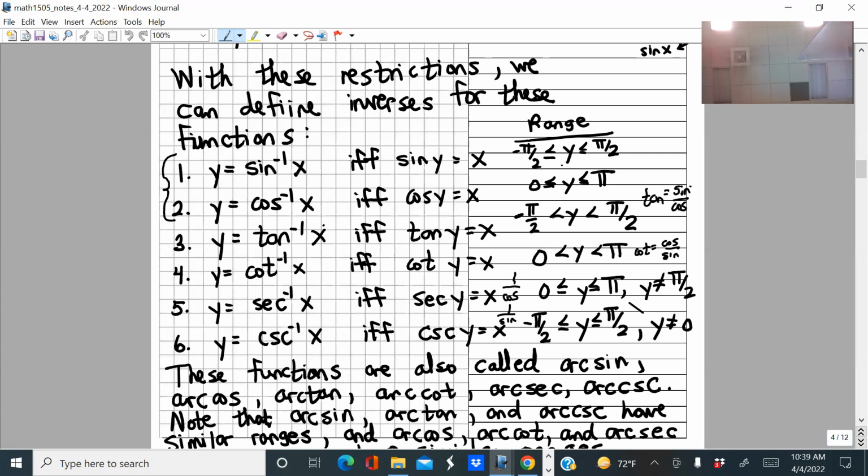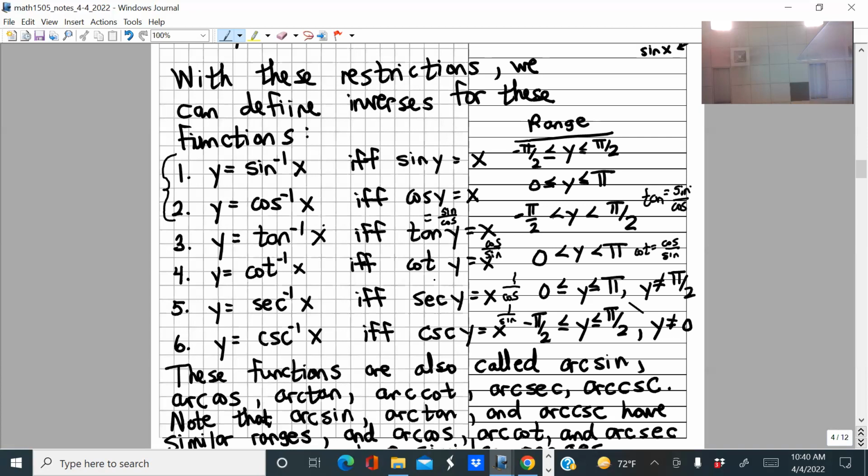The way I suggested you remember that for tangent is, remember, tangent is sine over cosine, right? Since sine is in the numerator, the range of the inverse sine will be the same as the range of inverse tangent. So for tangent, it's the same as sine. Cotangent, though, is the opposite, right? Cotangent is cosine over sine.